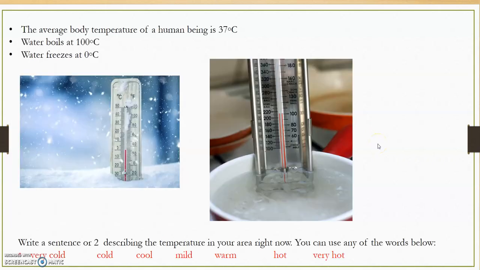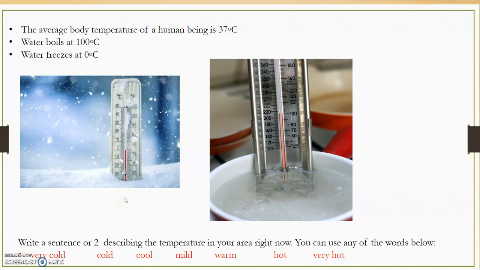Considering the fact that the average human body temperature is 37 degrees, and our water boils at 100 degrees Celsius. I'm sure you can see it there. Hey, this is boiling water, and that's 100 degrees Celsius. Our water freezes at 0 degrees. Once we start having snow and other things and our water is freezing in the freezer, it means that we've reached 0 degrees Celsius.